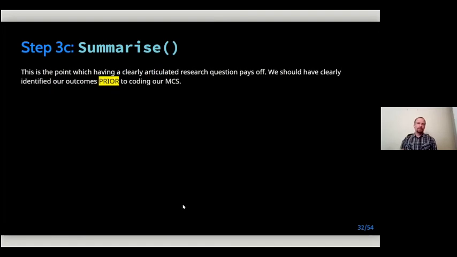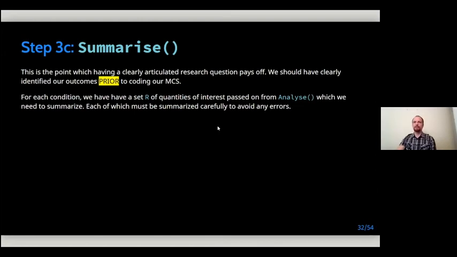So the point here is that having a clearly articulated research question pays off again in this example. If we had clearly identified our outcomes of interest to begin with, so again, what I'm interested in is my false positive rate and my power for each particular condition, then I should have a very good sense of what I need to summarize, what information is going to be passed back from our analyze function, or all of our analyze functions for one condition, so that I know how I want to summarize it.